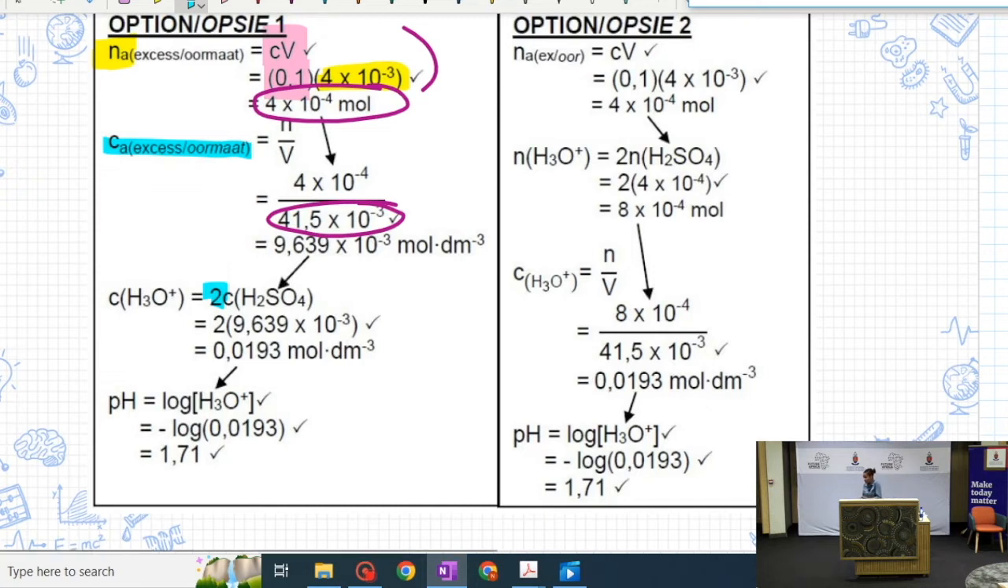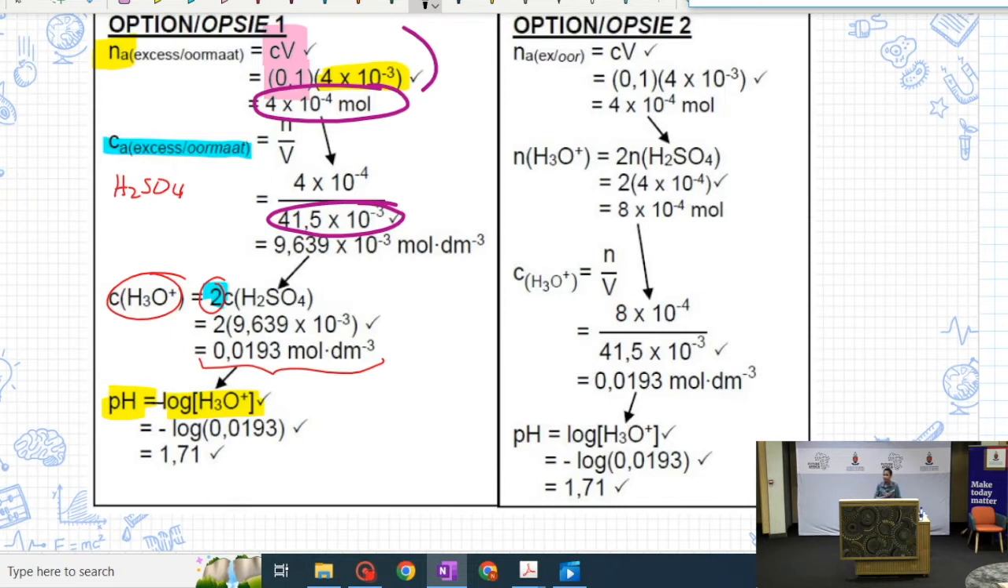Because it's diprotic, we understand now that our H2SO4 is going to produce 2 mole of hydronium ions for every 1 mole of it, right? So we multiply by 2 and we get the concentration of the hydronium ions. We then know that pH is equal to this formula. There should be a negative at the front.